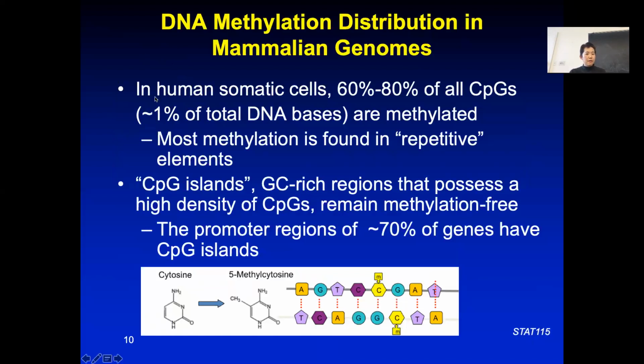So there are vast regions in the genome that are actually methylated, especially if they have C. So in the human genome, there are many, many repeats.